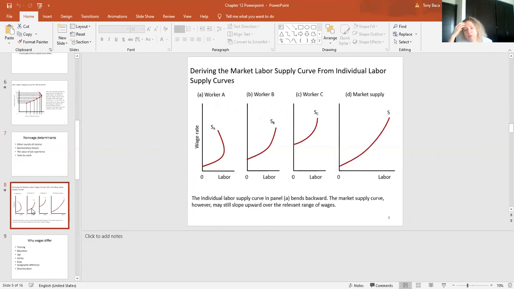All right, so let's look at these individual labor supply curves. So worker A, worker B, and worker C are three individuals that make up this labor market, whatever it is. You can see that those are very different labor supply curves. And you can see that worker A actually has already started to backward bend. They've already seen the income effect offset the substitution effect. The other two are still sort of on an upward trajectory, right?